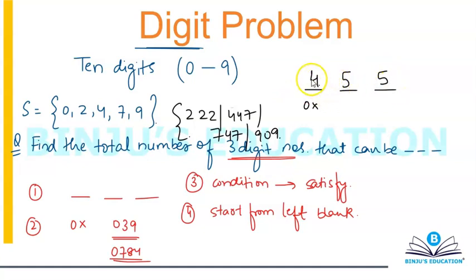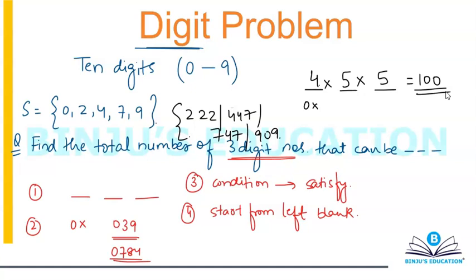And for the last place, again, you can have 5 digits. You need a number at first place and second place and third place. You're going to multiply the possibilities. So 4 into 5, 20. 20 into 5 is 100. So you can have a total of 100 three-digit numbers formed using the digits 0, 2, 4, 7, and 9.